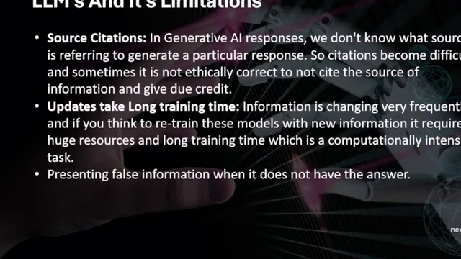Another limitation: updates take long training time. Yes, your GPT model is trained up to September 2021. Now you have to launch another model which should be trained on the next data. So it's going to take a lot of time, frequently fine tuning, retraining models. It requires huge resources and a long training time, which is a computationally intensive task. Presenting false information when it does not have the answer. So when it doesn't have the answer, GPT simply starts giving you a false answer. So this is a limitation. Not only GPT, every large language model, when it doesn't have the information, starts giving you a false answer.